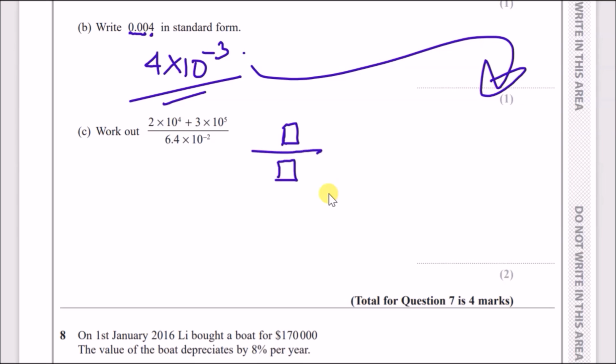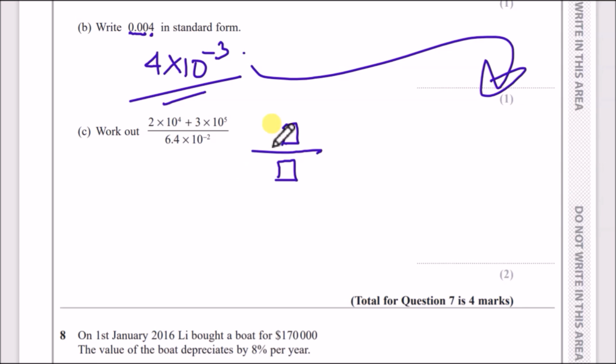And the kind of Casio I personally recommend would be any of the GX ones. I don't know, was it 83 or 85? Yeah, so just a standard Casio calculator. So just pop this into your calculator. It'll be 2 times 10 to the power 4 plus 3 times 10 to the power 5.